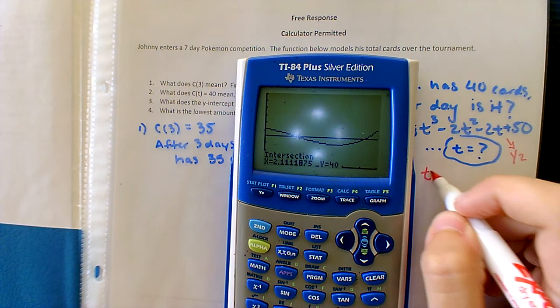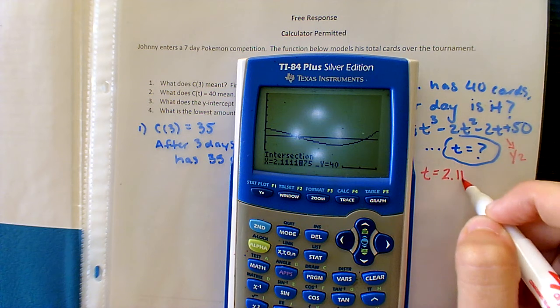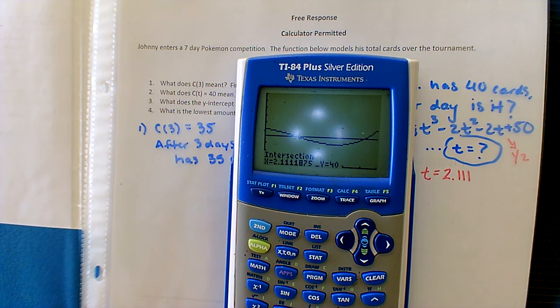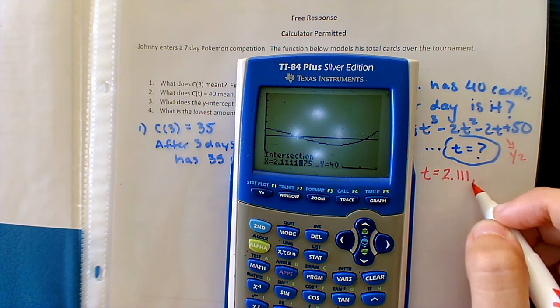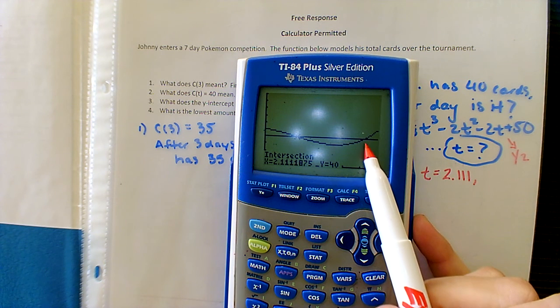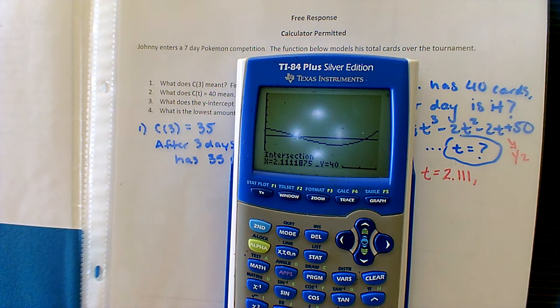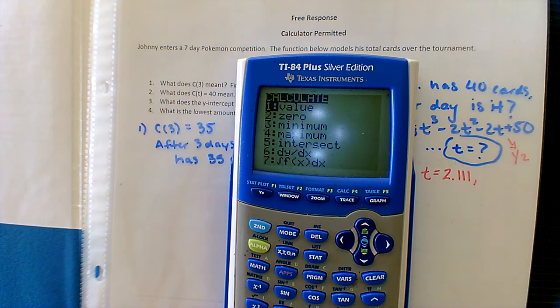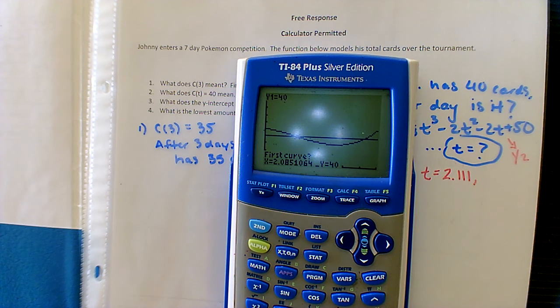Okay, so there's one time where he has 40 cards, a little bit after the second day of the tournament. Okay, do we have another time though somewhere? Yeah, don't we have another intersection point? So we're going to repeat the process. Okay, you have to hit the second button, then the trace to bring up that calculate menu. We're going to choose option 5, and we're going to move the cursor to where we think it is.